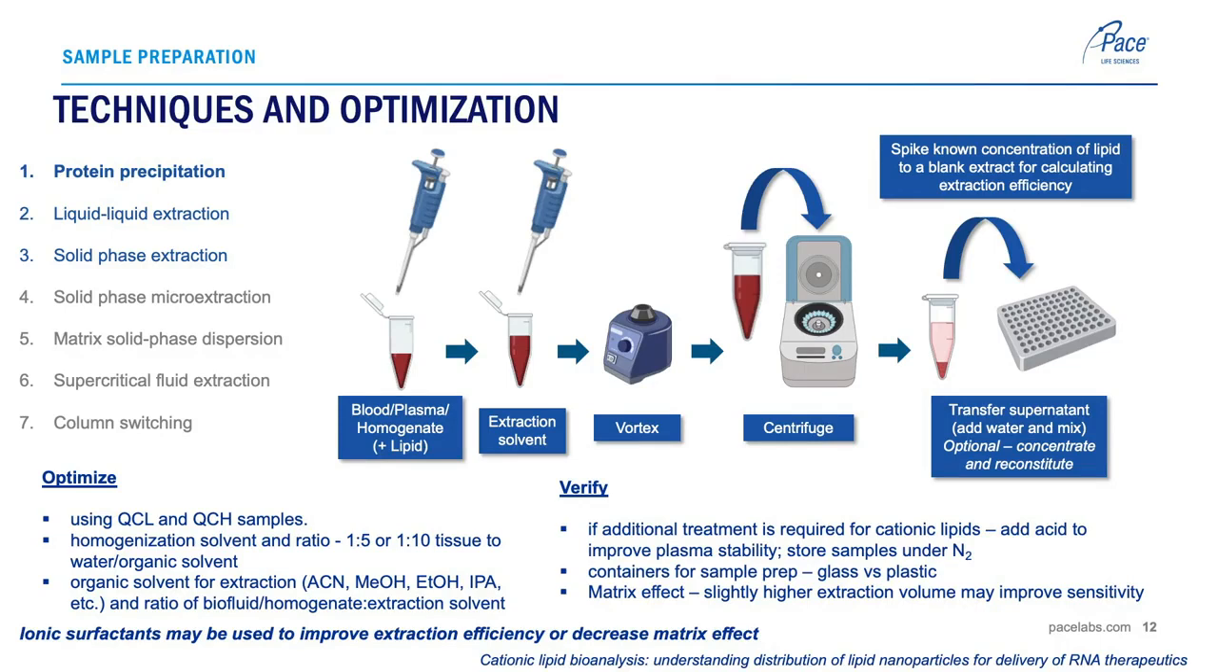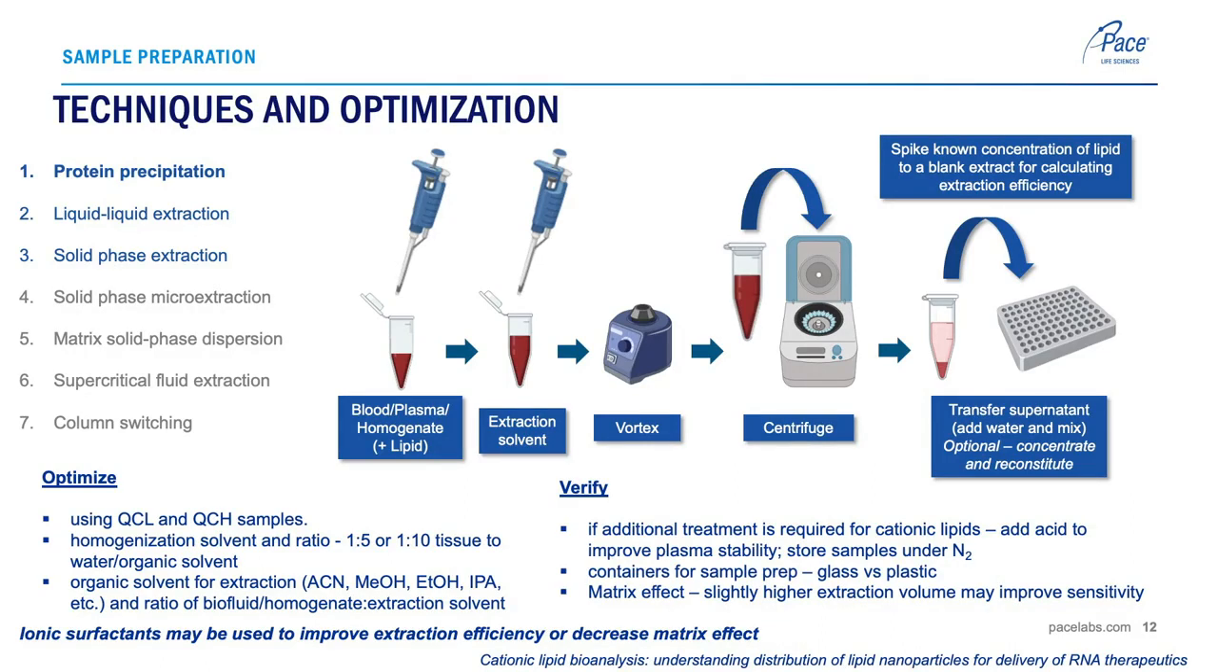In order to optimize the sample prep, spike in a known amount of lipid or lipid combination with one level close to the LLOQ and another close to the upper limit of quantitation. Extract using different organic solvents such as ACN, methanol, IPA, and their combinations. Extraction procedure involves vortexing for about 10 minutes using a batch vortexer if there are a lot of samples. Optimize the biofluid or homogenate to organic solvent ratio. Start with 1:3 ratio and increase based on the results.